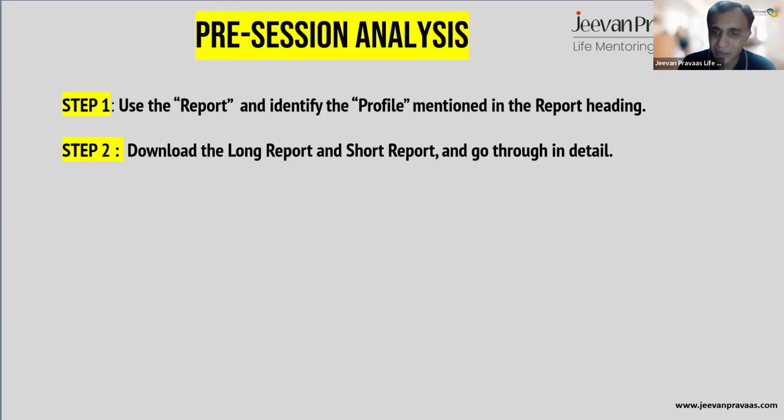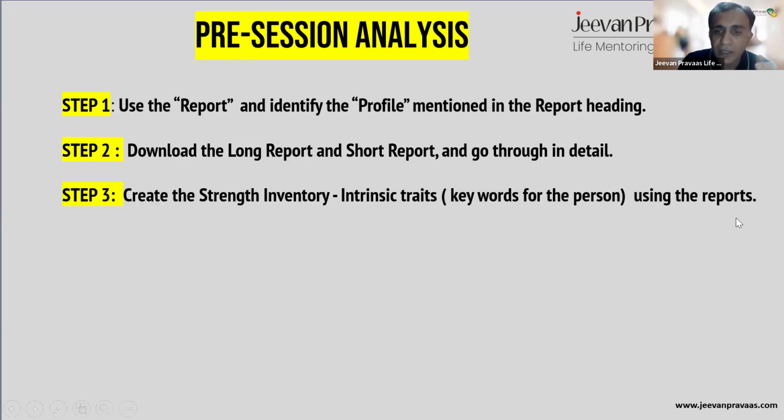It's more detailed. All the careers are mentioned, all 23 sector careers, and every career's alignment matrix is given to you. So all the details are available there. You should download both the reports and go through them in detail. That is step number 2. Step number 3 is using this profile and the report, you must create these keywords.